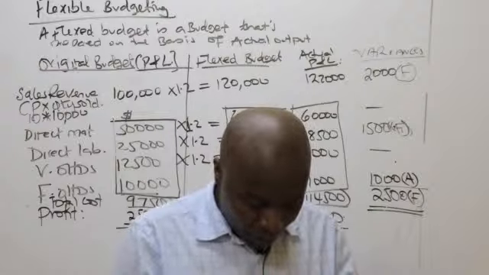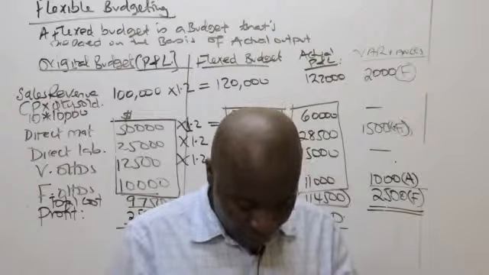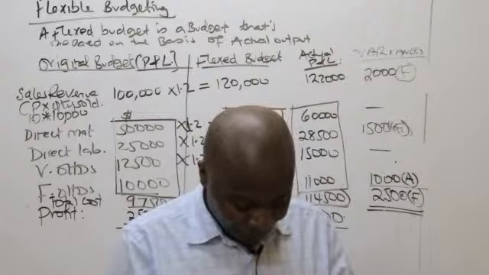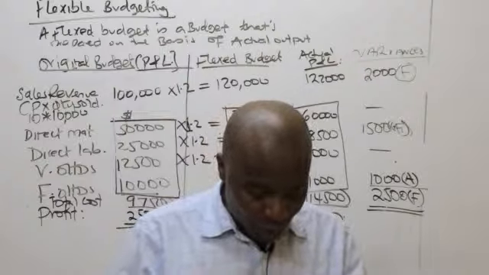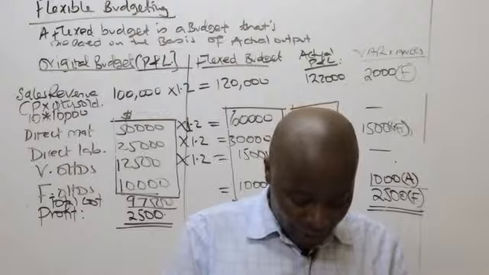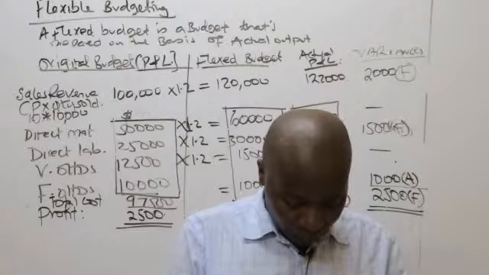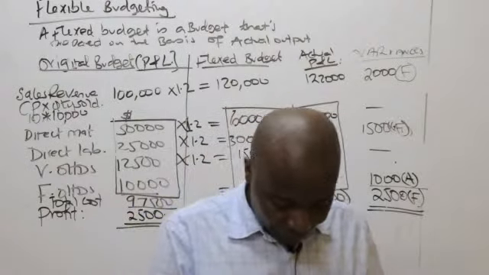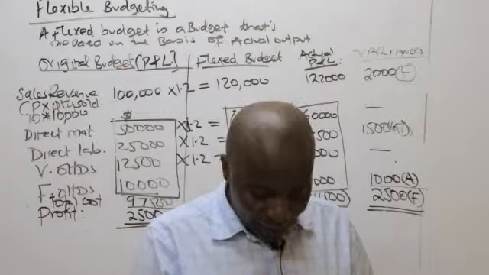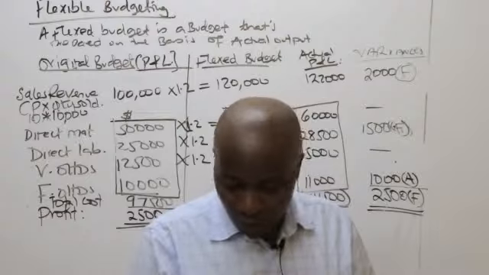So I want us to go to our past papers. Let's go to our past papers, and I would want us to do November 2017, question number 5A, CPA.